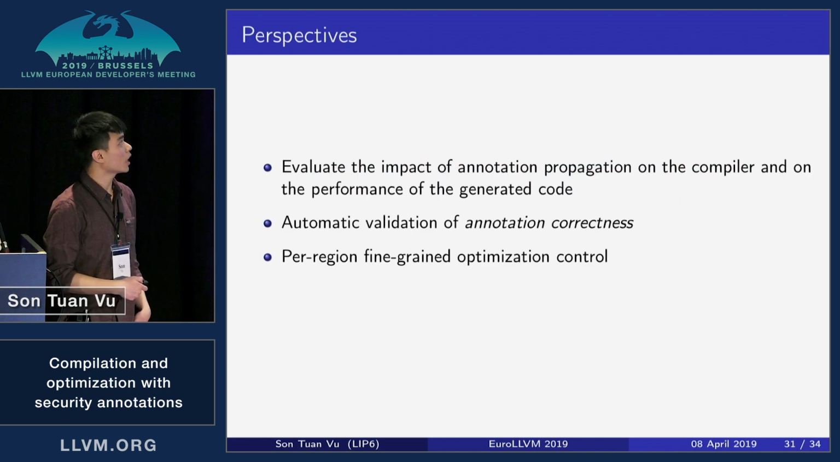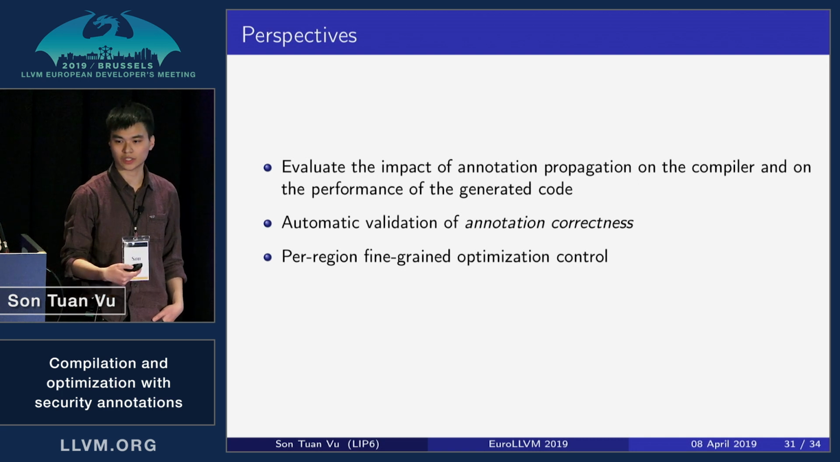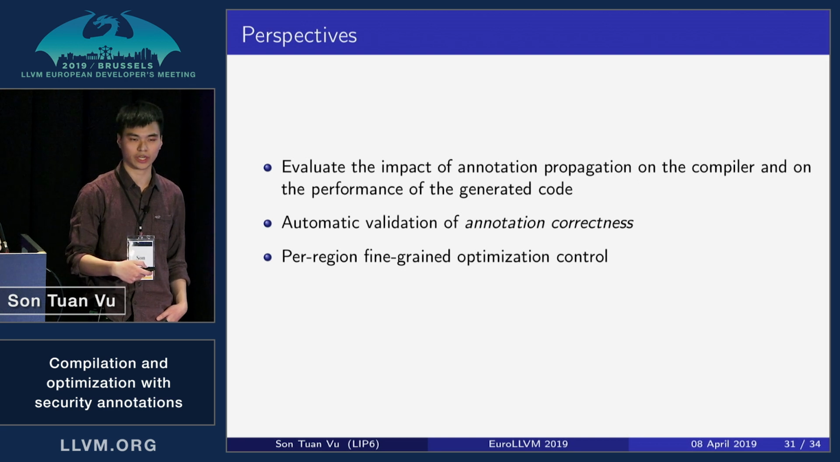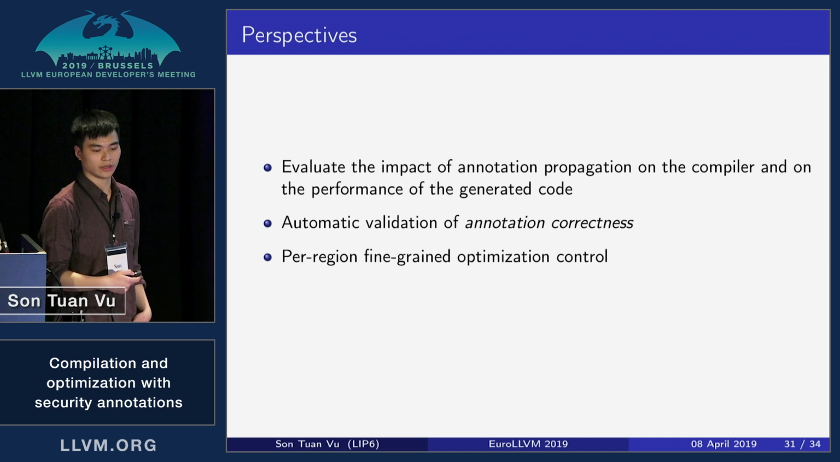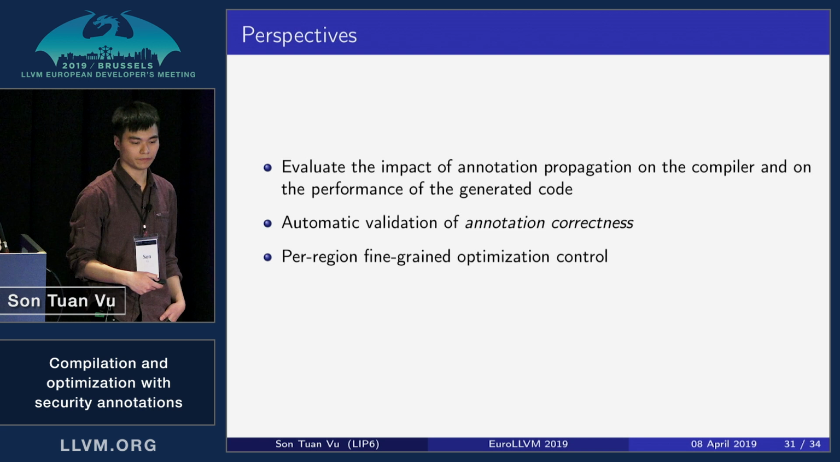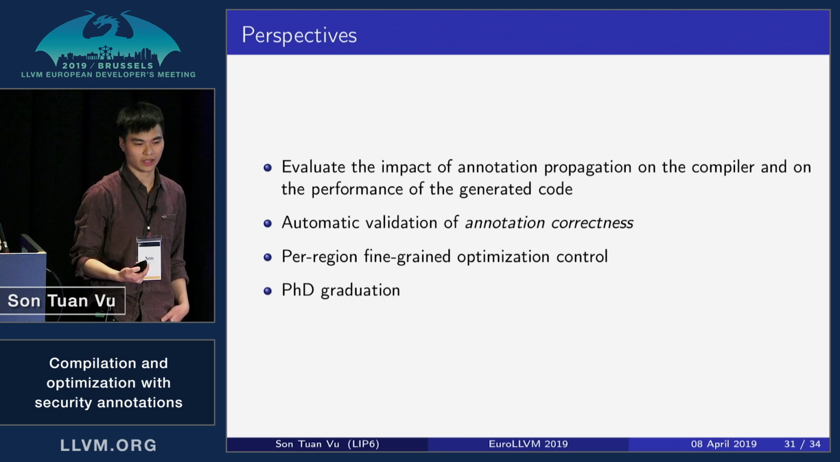In the future, we'd want to evaluate the impact of annotation propagation on the compiler performance and on the generated code performance. We also want to automate the process of validation of annotation, and we want to explore some mechanism to have a per-region optimization control and granularity as well.